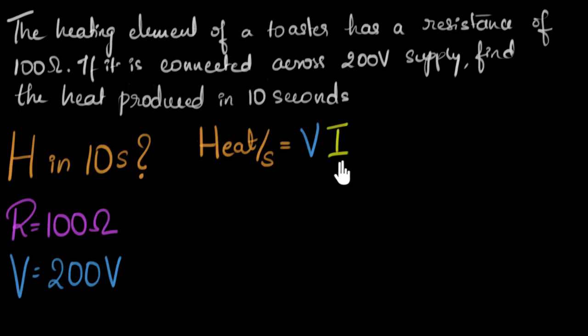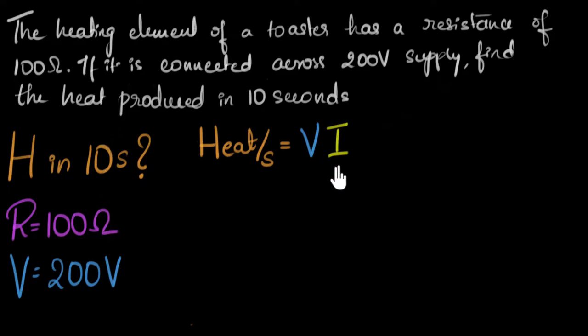And if you are not clear about where this comes from, we have derived this in previous videos, so it'll be a great idea to go back, watch that video, and then come back over here. But this is the basic formula to calculate the heat generated in any resistor per second due to the current. But wait a second, you may be wondering, there is no current given in our data. So how do we calculate it?